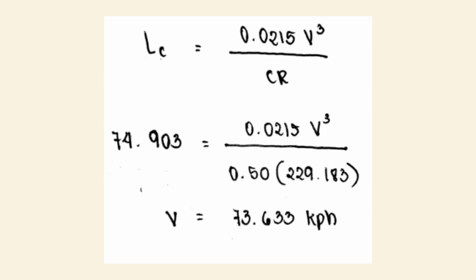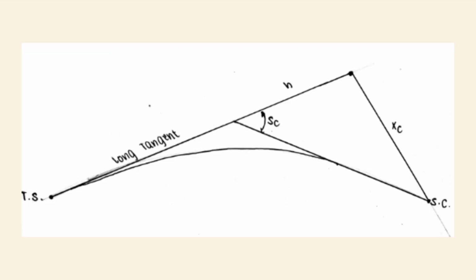Next, for B, we'll need to solve for the velocity. Since we already have the L and R at hand, let's use the formula L is equal to 0.0215 v cubed over c multiplied by R. L is equal to 74.903, c is 0.15 meters per second, while R is 229.183. Solving the equation, the velocity would be equal to 73.633 kilometers per hour.